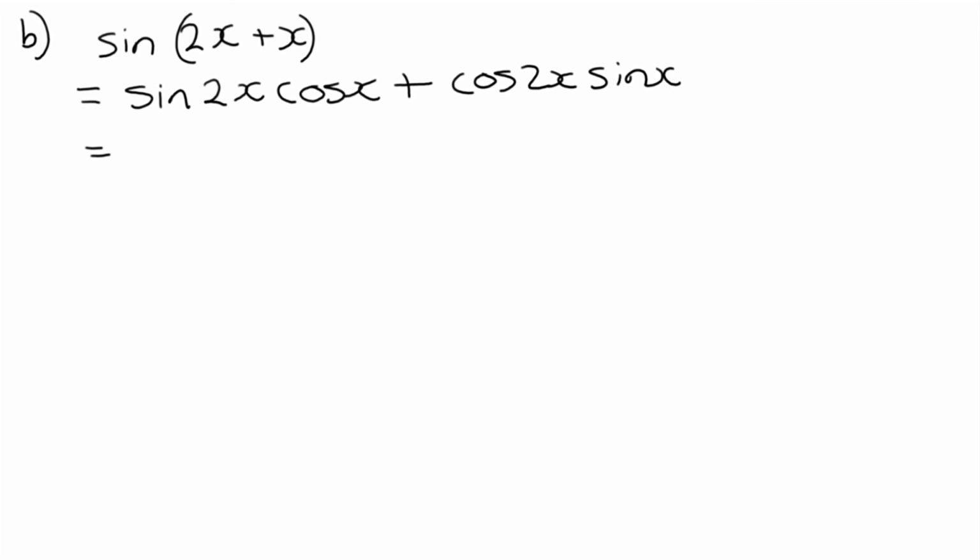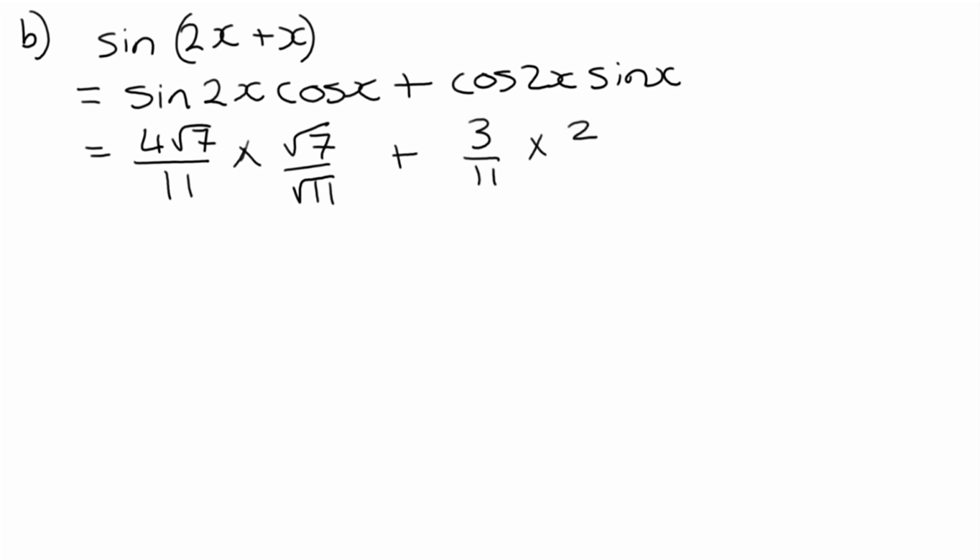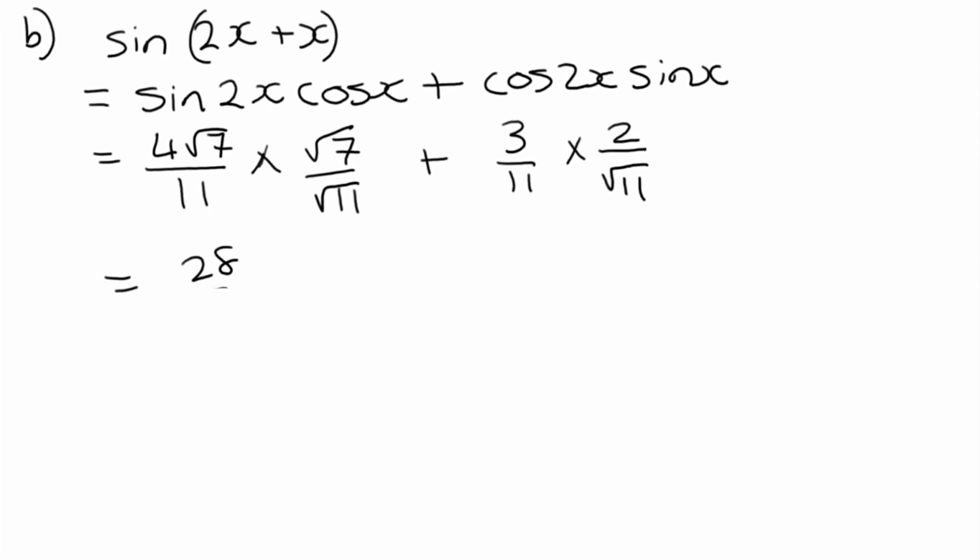So sine 2x was 4 root 7 over 11. Cos x is root 7 over root 11. Cos 2x was 3/11. And sine x was 2 over root 11. So root 7 times root 7 is 7. 4 7s are 28. So it'll be 28 over 11 root 11. And 3 2s are 6. And then that'll be 11 root 11 as well.